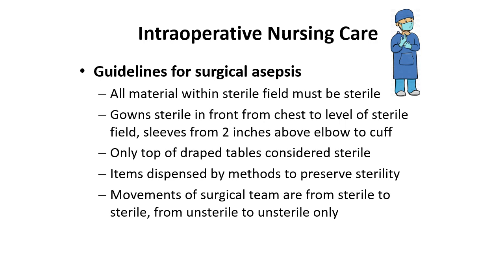So the guidelines for surgical asepsis. Within the sterile field, everything must be sterile. So the gowns are sterile in front from the chest level of the sterile field. The sleeves are sterile from 2 inches above the elbow to the cuff. Only the top of the draped tables are considered sterile. So underneath that level of the tables, even though they're draped, those draped areas below are not actually sterile. So just the top of those tables are considered sterile.